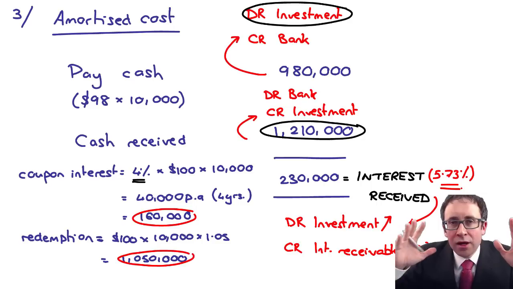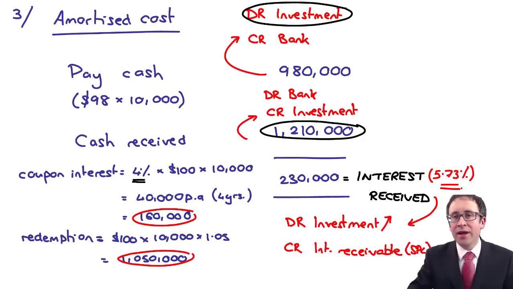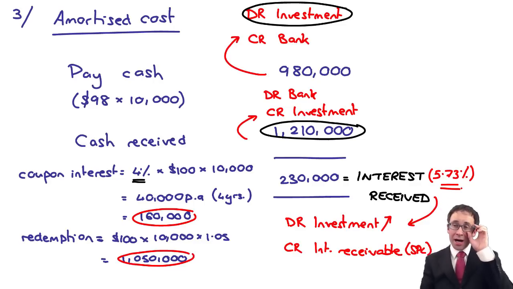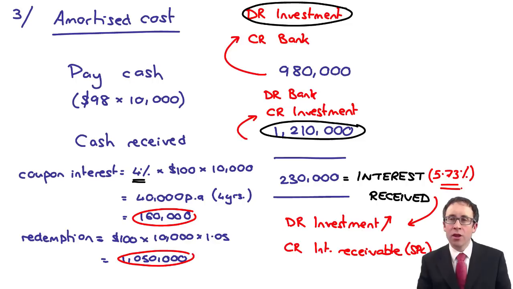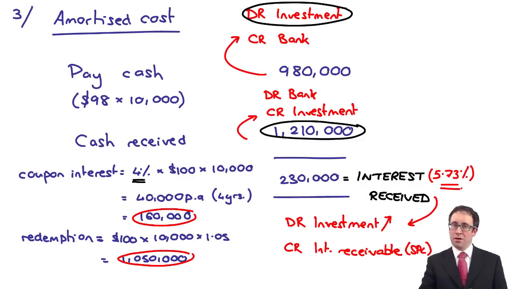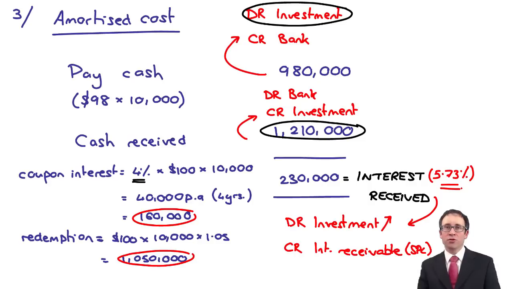Don't panic. You will never have to calculate the effective rate of interest. It's some funky, fancy IRR calculation. No way. Not in this syllabus. Not even in the P2 syllabus. P2, Strategic Business Reporting syllabus. Okay. Off the script.